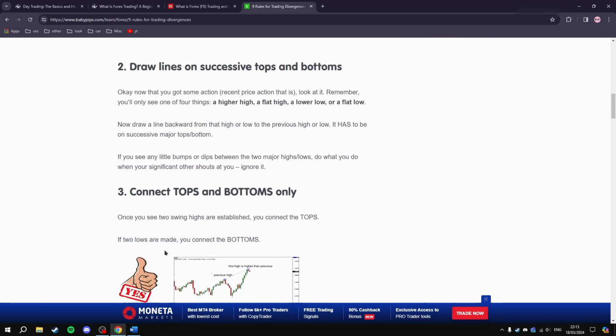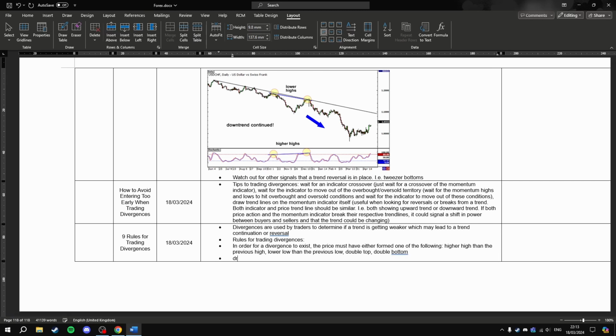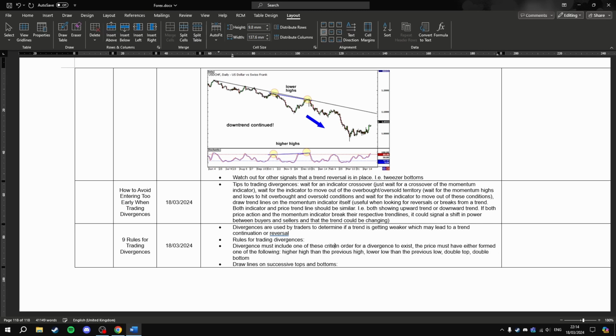Draw lines on successive tops and bottoms. I should probably name these. What do I call this? Divergence must include one of these criteria. Draw lines on successive tops and bottoms.